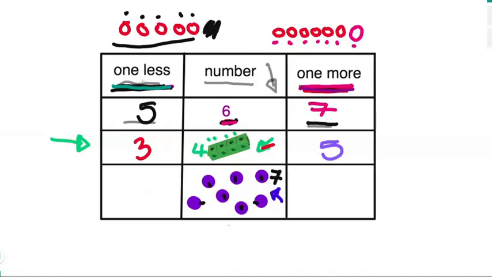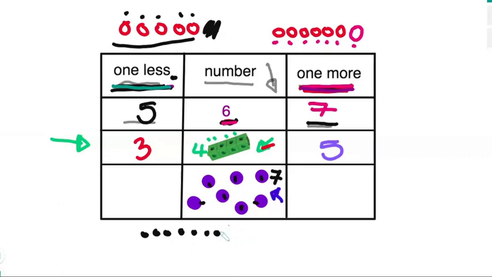Now, we're going to find what 1 less than 7 is. So we're going to draw our 7 counters. 1, 2, 3, 4, 5, 6, 7. Now, when we're finding 1 less, is the number going to get larger or smaller? Have a think. To find 1 less, the number is going to get smaller. We're going to take away 1.